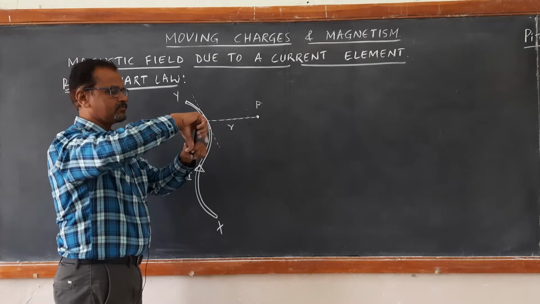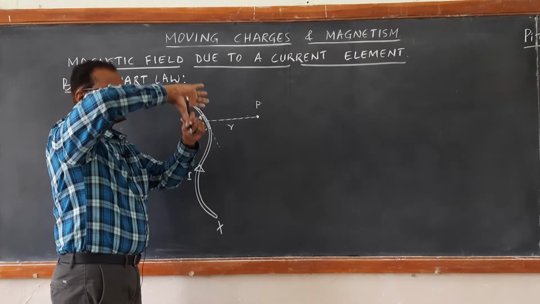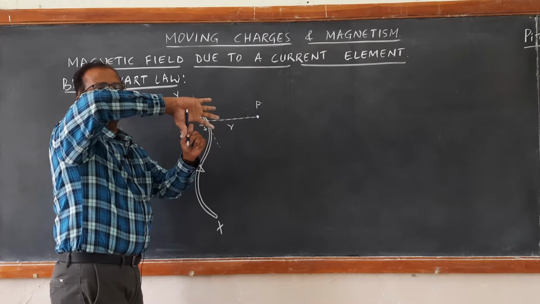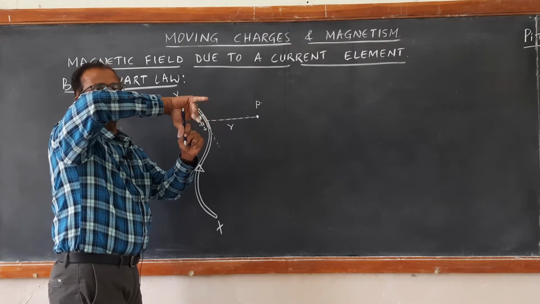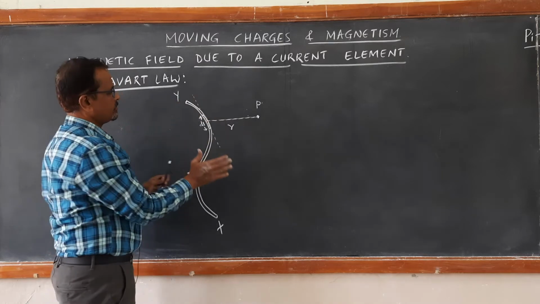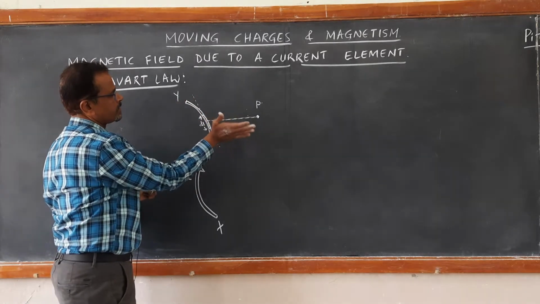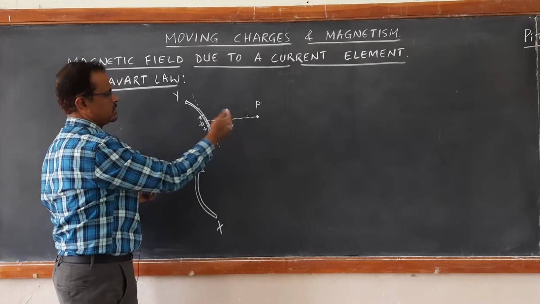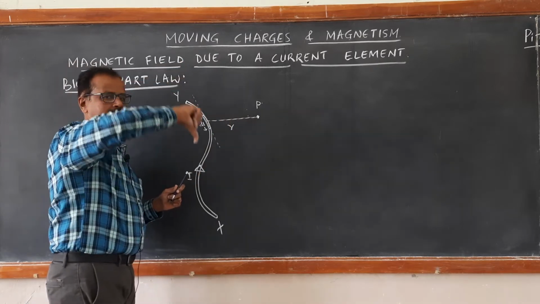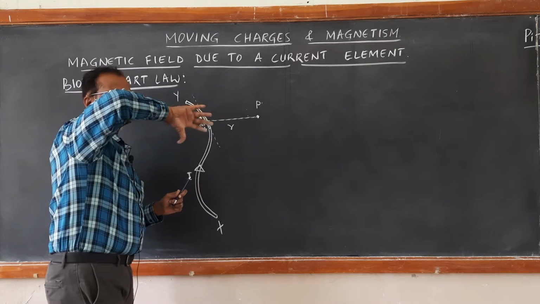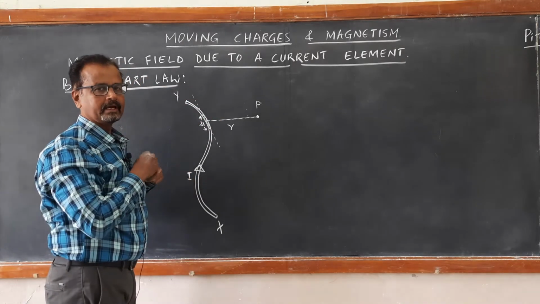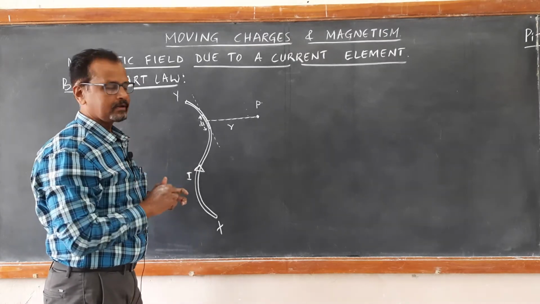If the current is flowing down, the curling of the fingers shows the direction of magnetic field lines, and it is going to be in the opposite direction. When the current is upward, the magnetic field lines are anti-clockwise, and if the current is flowing down, the magnetic field lines are clockwise, right? So that is how we can understand the direction of magnetic field.